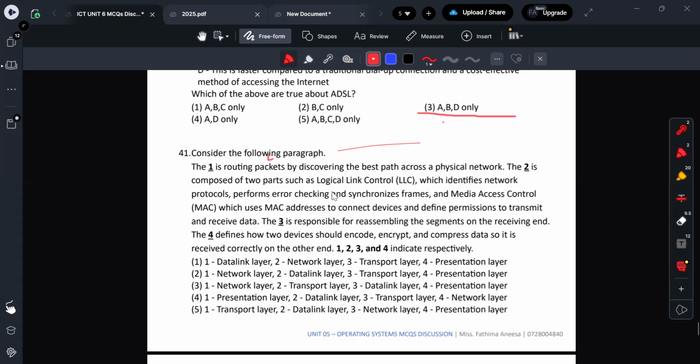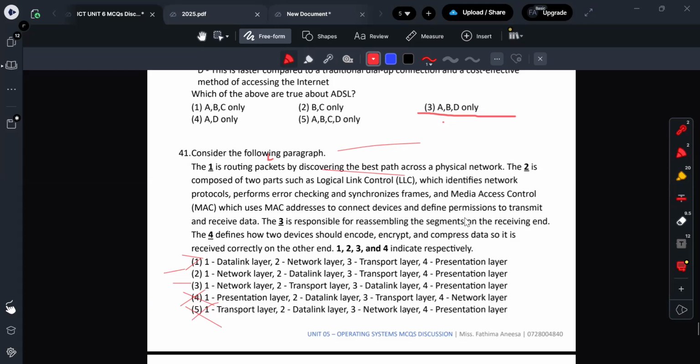Okay, so the next one: the dash is routing packets by discovering the best path. Now, which one does this? In which layer does the routing of the packets and determining the best path happen? What did I say? Remember? Let's see if you remember. Network, correct. So by that, option number 1 is eliminated, and options 4 and 5 are eliminated. So we have option number 2 and 3.